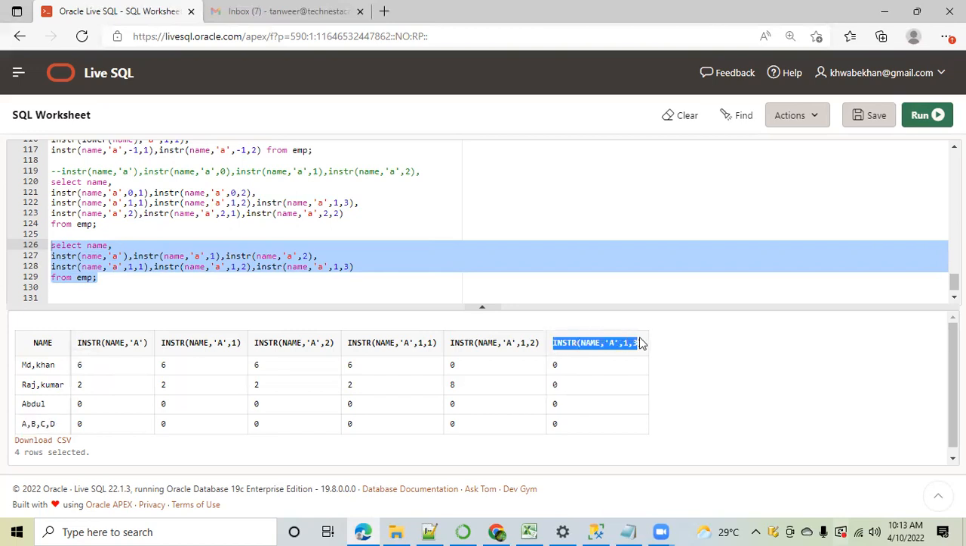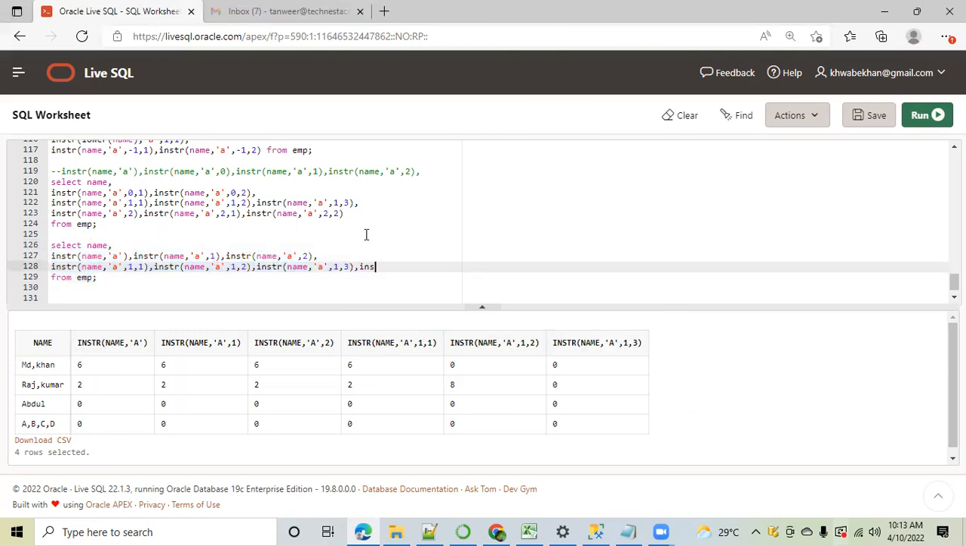Yes. Is this explanation clear? Yes, clear. Okay. Similarly, if I give name, comma, a, comma, 1, comma, 4.